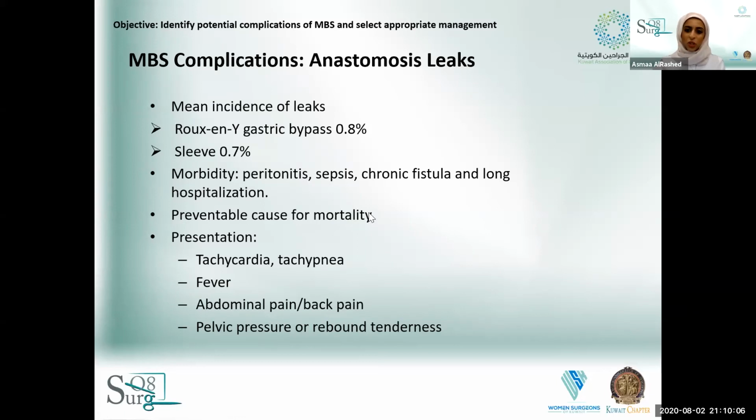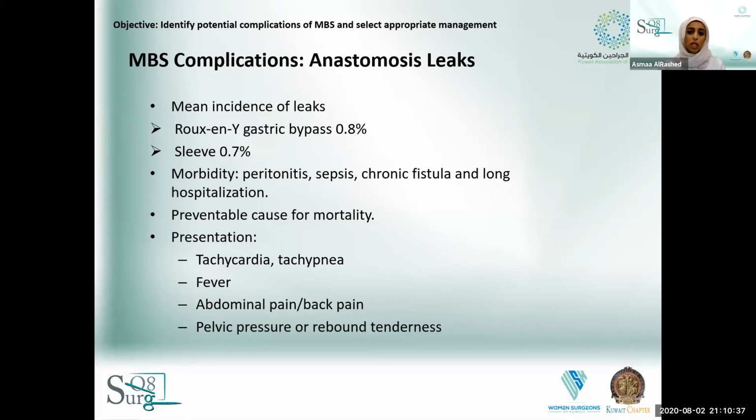Good. So we have 55% saying it's tachycardia, which is great. So that's the correct answer. One of the most important things you need to know: anastomotic leaks are rare. They occur in Roux-en-Y gastric bypass probably less than 1% in both. But it's important to know that these complications are very risky. They can cause peritonitis, sepsis, chronic fistula, and so forth. And it's a preventable cause of mortality.